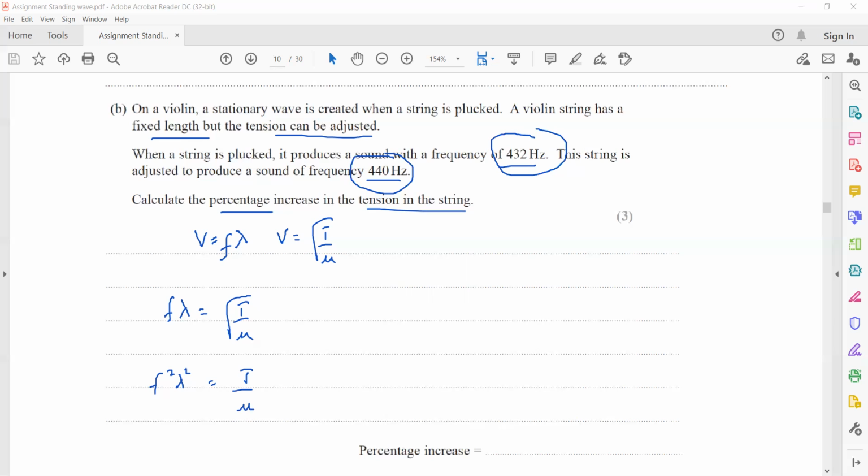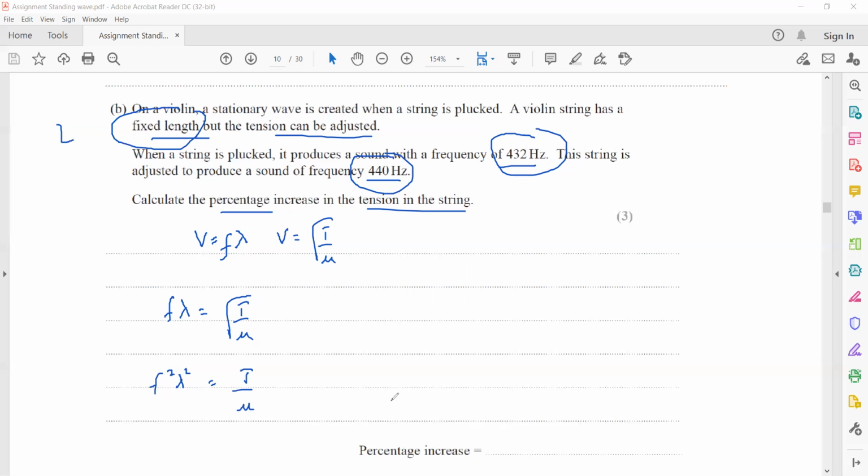As we know, f²λ² = T/μ. And they mention in this question that the violin string has a fixed length, so L is constant, and the tension can be adjusted, so we can adjust T. So first we will find the tension for 432 hertz, and then the tension for 440 hertz, and then we'll calculate the percentage increase in the tension.